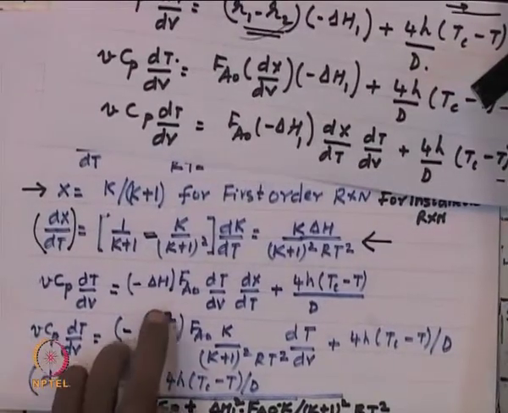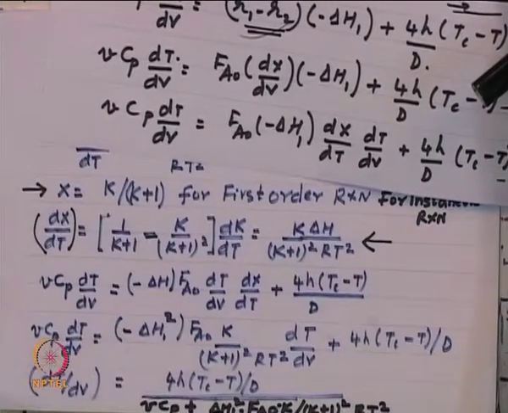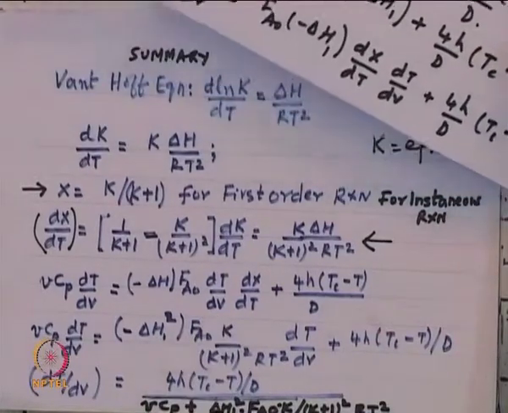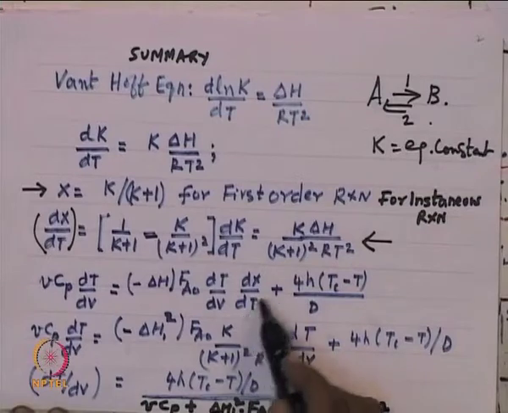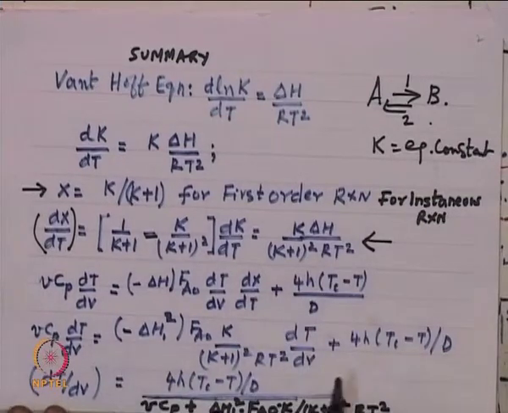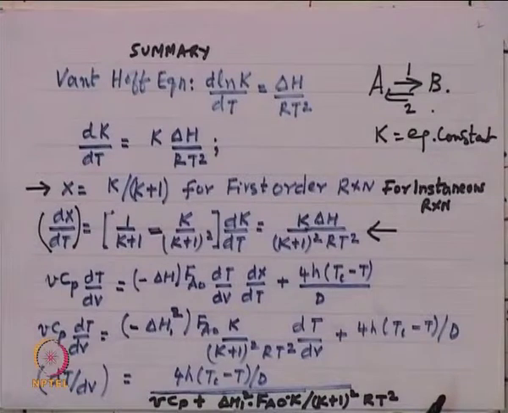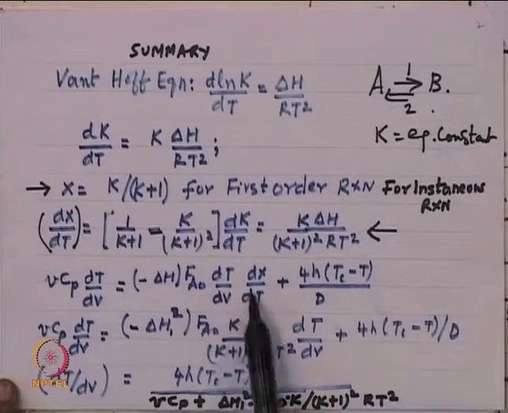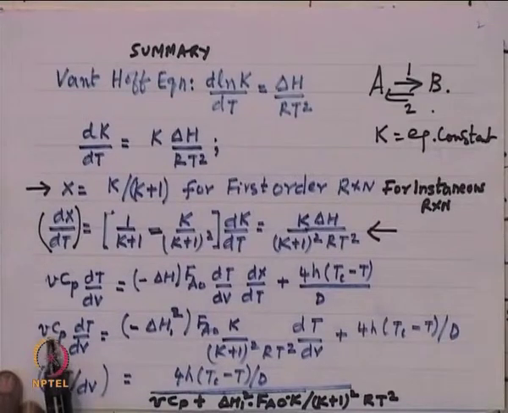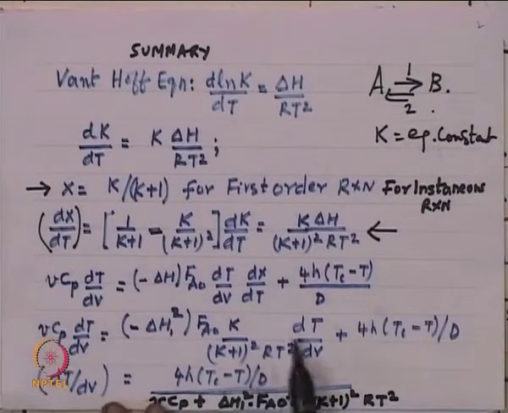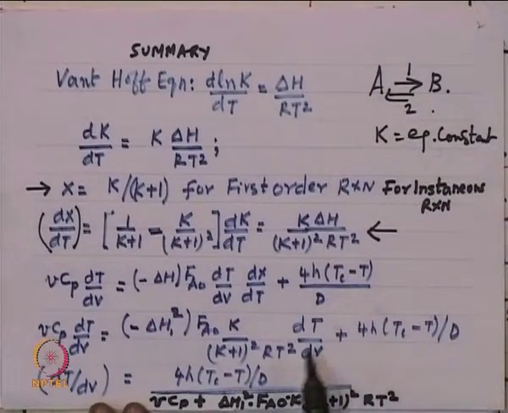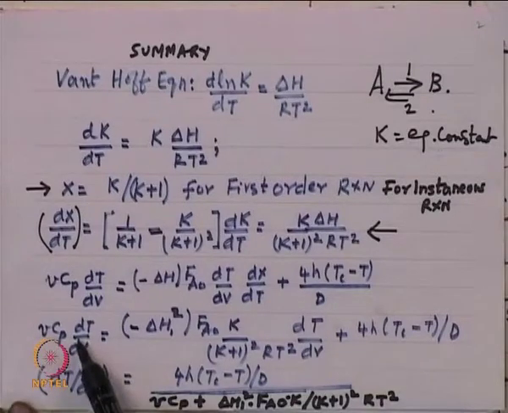F A 0 delta H, F A 0 delta H dx/dt, dT/dV, and the dx/dt I want to replace. dx/dt is what I want to replace from here, which I have replaced here. So, essentially what we have got is that because we are able to replace dx/dt in terms of dT/dV in terms of equilibrium constant and so on, the equation now looks like this: V C p dT/dV on the left hand side, and on the right hand side also you have a term dT/dV and then the heat transfer term. Now, you can combine these dT/dV terms, that is what I have done.